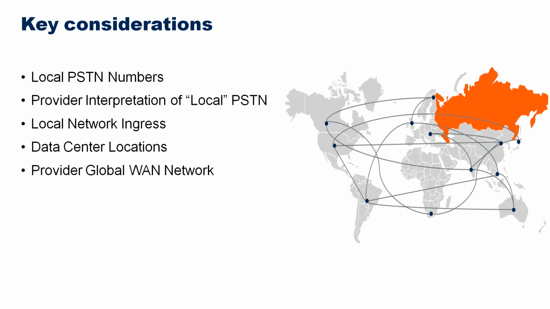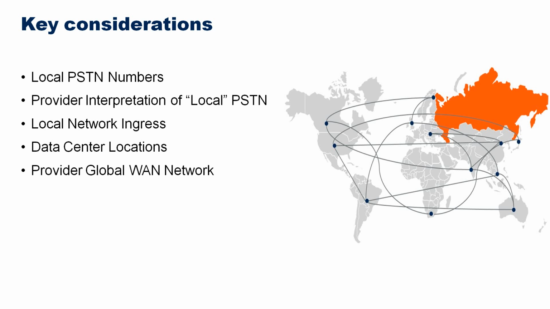And the provider global WAN network. For example, if a person from Mexico has to speak to an Indian company, the network cannot definitely be in WAN, or it can be in WAN based on the organization's capability.